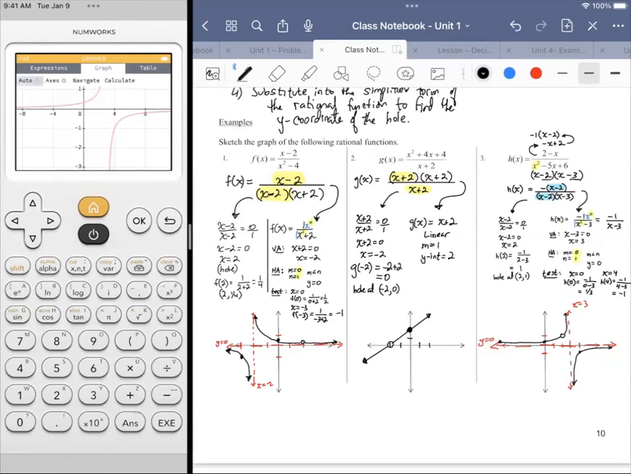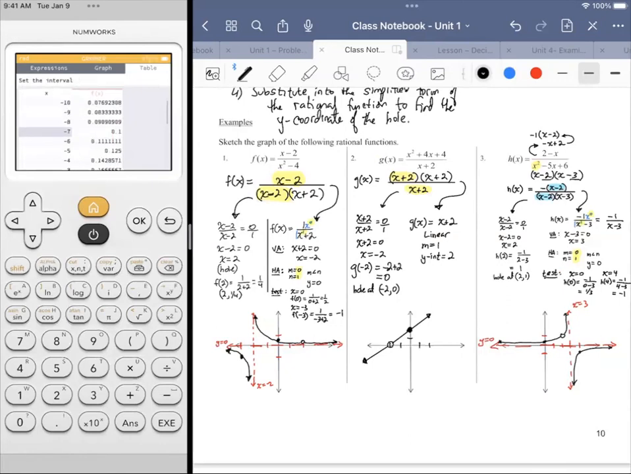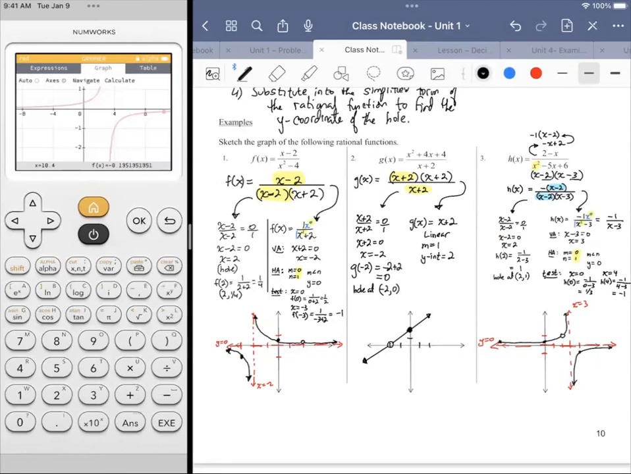And then just go into the table and see where the y value is undefined. Go down the line here. We have a y value undefined at 2 and also undefined at 3. But when we look at the graph, we can see there's a vertical asymptote at 3, but not at 2. So that must mean that there's a hole.